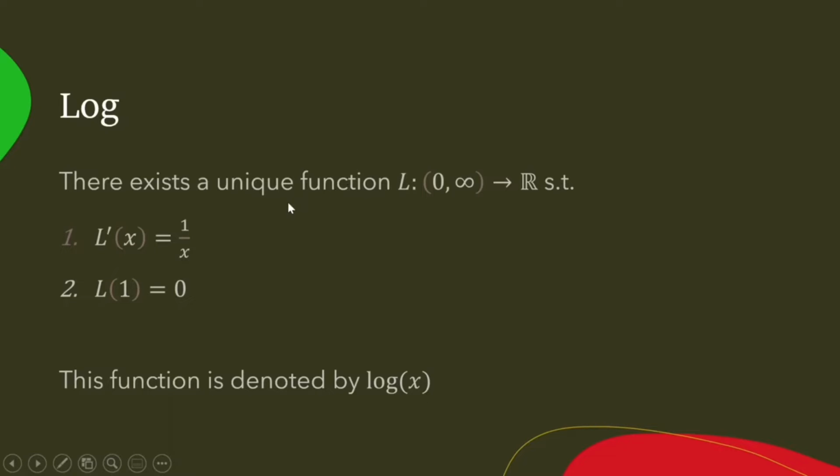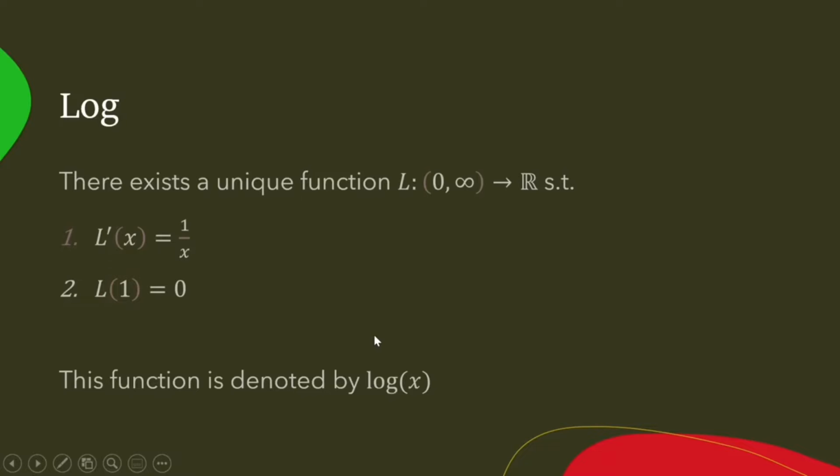We just finished proving that there exists a unique function L which satisfies these two properties given here. And so since this function is unique, we can think of these two properties as defining this function L. And so we give this function some notation. We denote it by log of x.